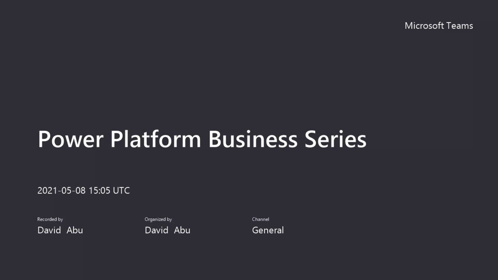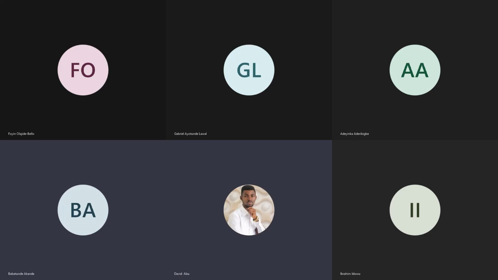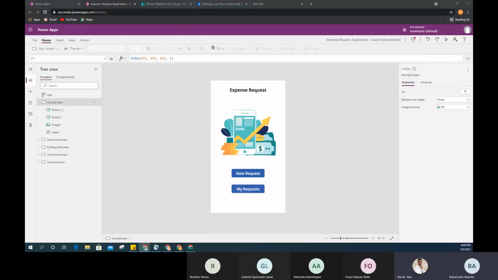Good afternoon, everyone. Your voice is low, so just try and increase it a little bit. All right. Yeah, thanks. Okay. Good afternoon, everyone. I hope you can see my screen. Good afternoon, Babatunde. Yeah, we can. All right.